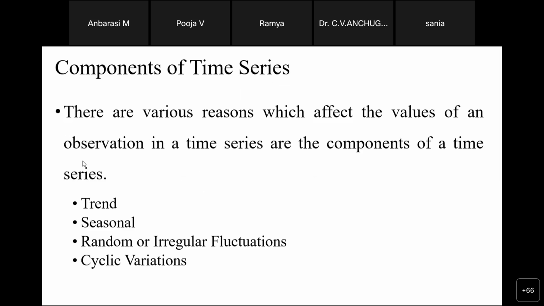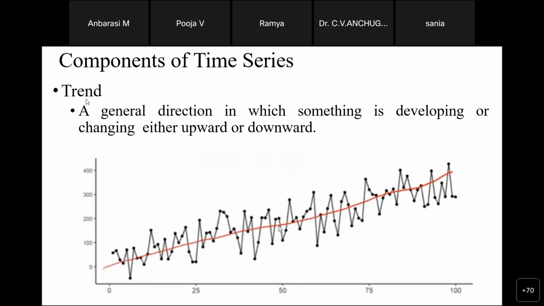So the next one is components of time series analysis. There are various reasons which affect the values of the observations in the time series. These are the main components of the time series: trend, seasonal, and then random error or irregular fluctuations, and cyclic variation. These are the 4 components we have under the time series. So the first one is trend.